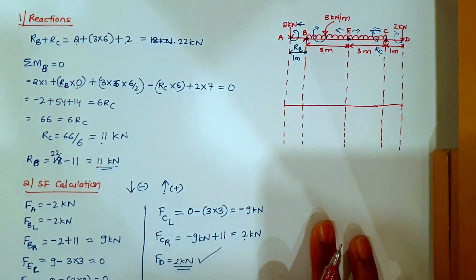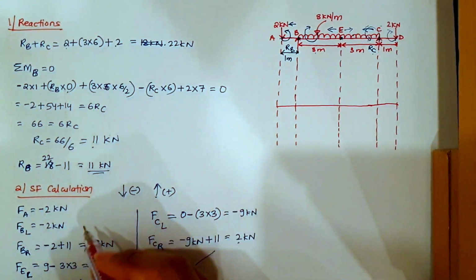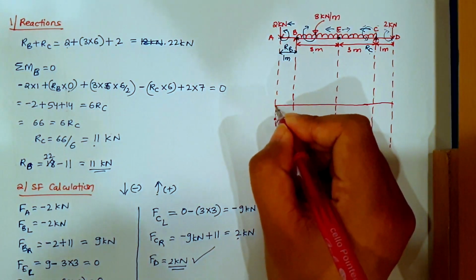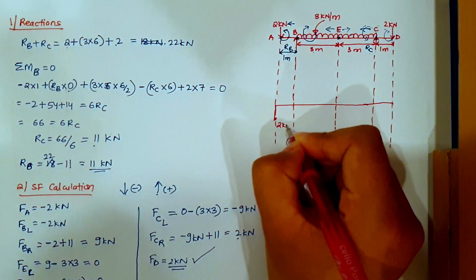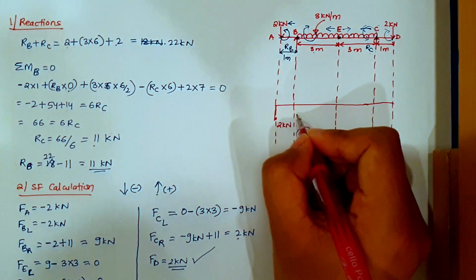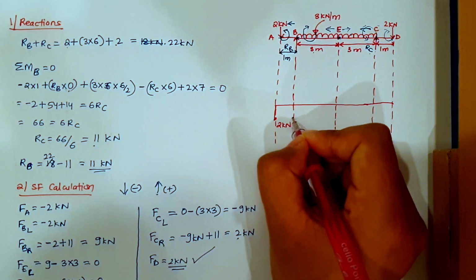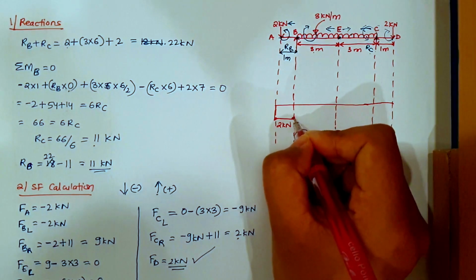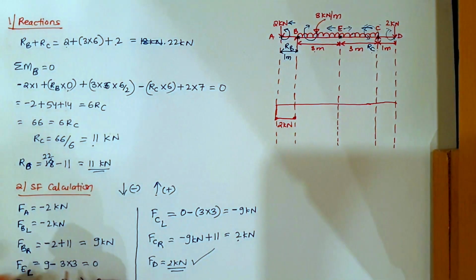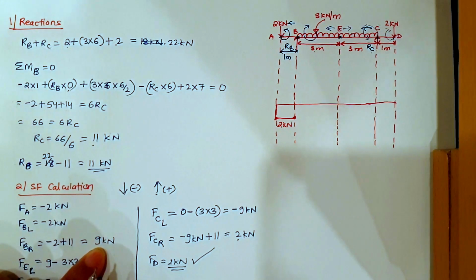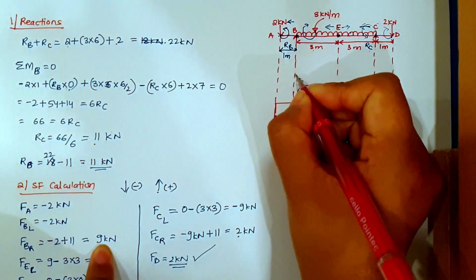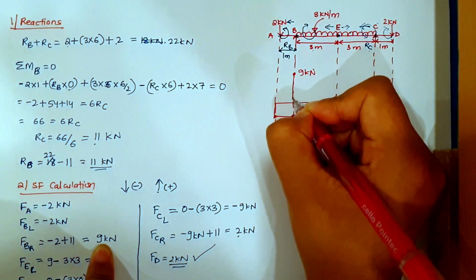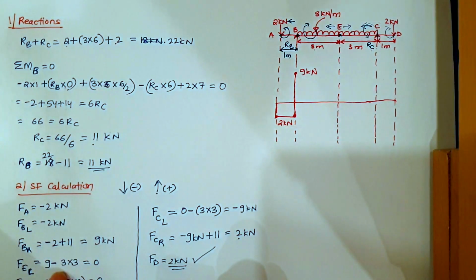Okay, now at A I have minus 2, so minus 2 kilonewton. Below this line is minus, so even till B, to the left hand side of B, it is minus 2, right? And when it is moving to the right hand side direction, reaching here, the force is becoming plus 9. So here I have plus 9, so 9 kilonewton. Let's join this line.